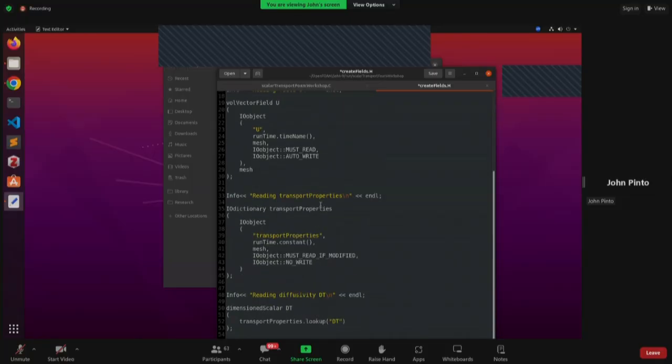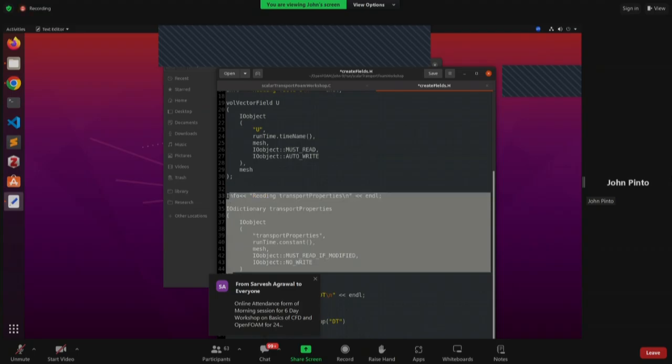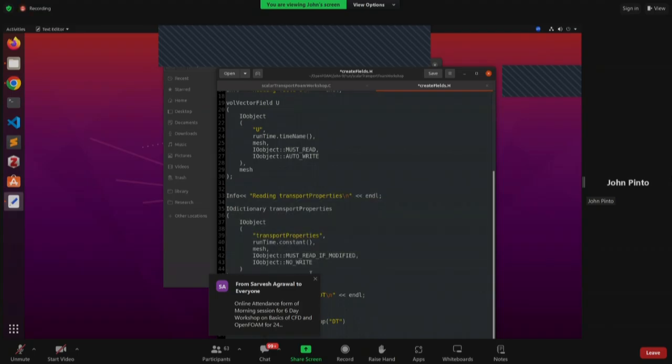Then transport properties. This line will remain as it is because it is reading transport properties from the transport properties file. But from the transport properties, it is reading only the diffusivity dt. Instead of dt, I am saying my diffusivity is ds, and it is a dimension scalar. I will call it ds.